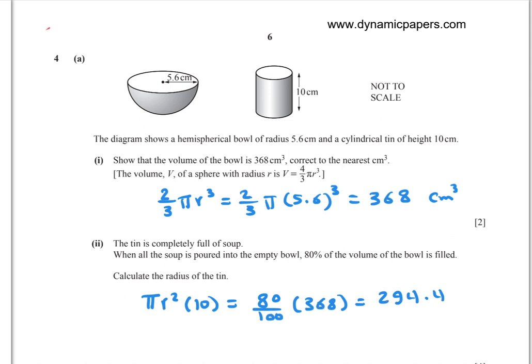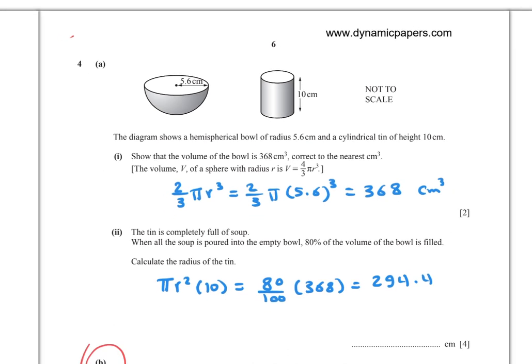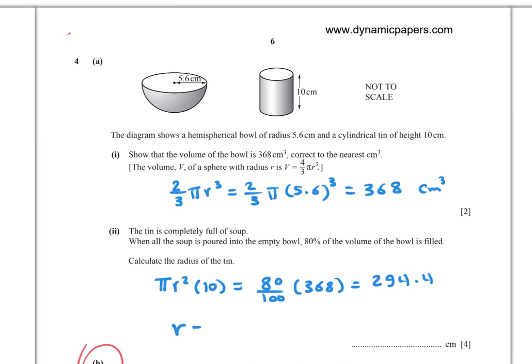Now you can find r. r equals square root of 294.4 divided by pi times 10, equals 3.06 to 3 significant figures.